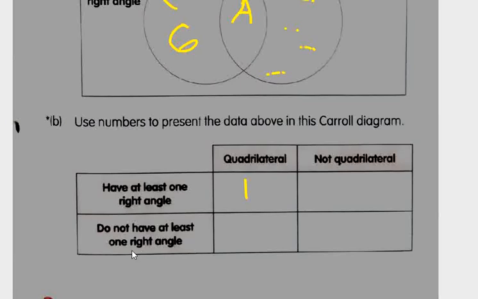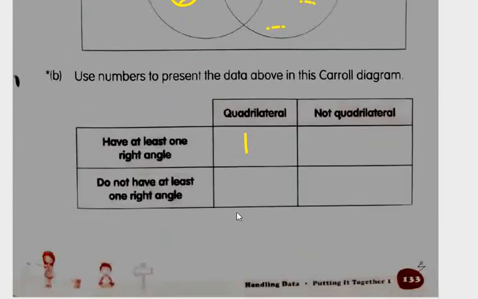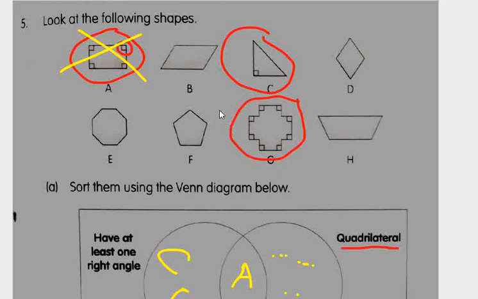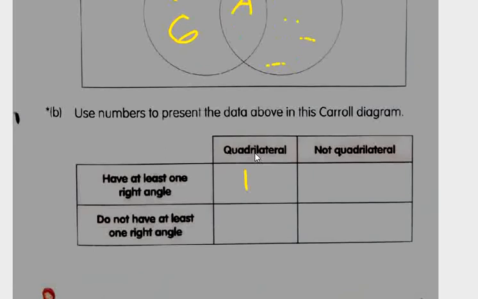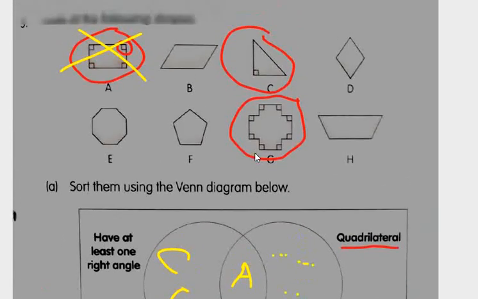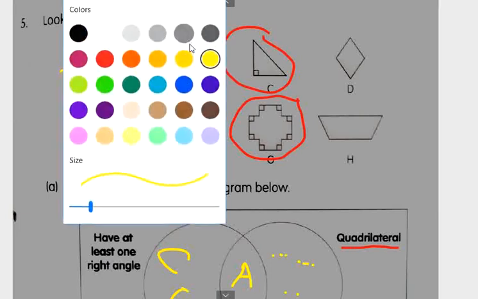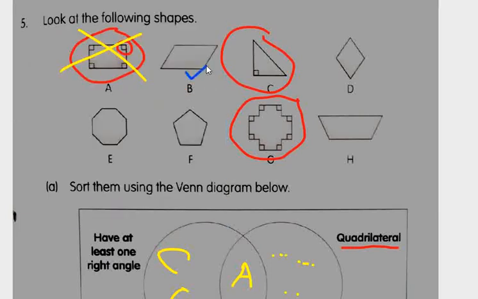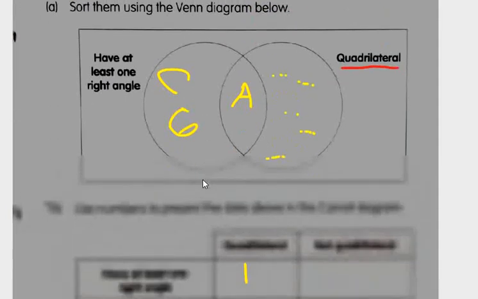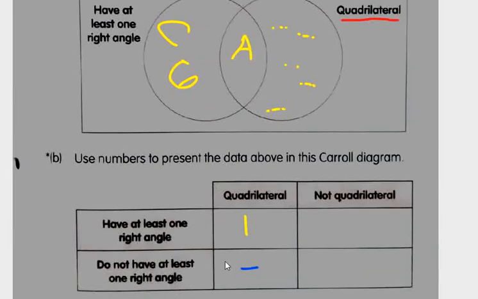Then the second row. Let's work the second row. What are the shapes that don't have at least one right angle but are quadrilateral? The ones that we didn't mark red, but they are quadrilateral. So this one, I will mark with another color. This one is quadrilateral. That's all. So how many are there? Then put it here.